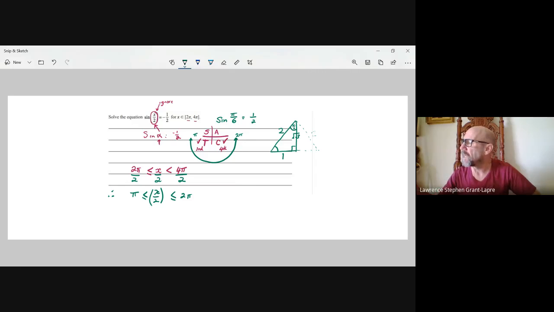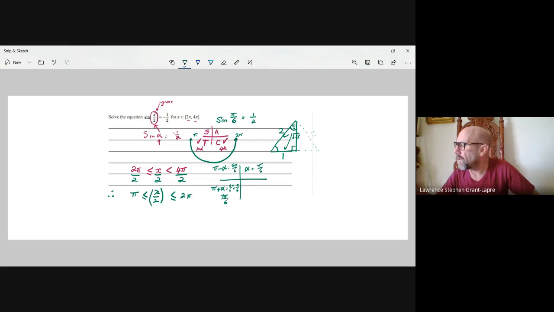So there's pi over 6. Sine is opposite over hypotenuse, so sine of pi over 6 is 1 over 2. Therefore, once we know this angle is pi over 6 in the first quadrant, the second quadrant is pi minus pi over 6, which is 5 pi over 6. The third quadrant is pi plus pi over 6, which is 6 pi over 6 plus pi over 6, which is 7 pi over 6.